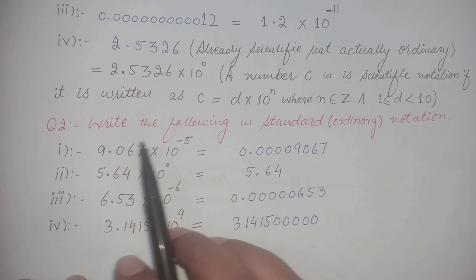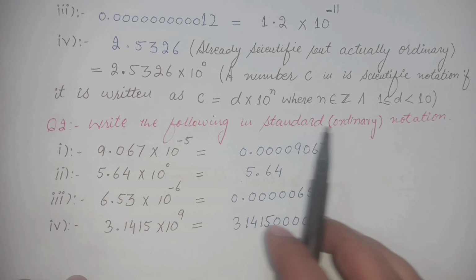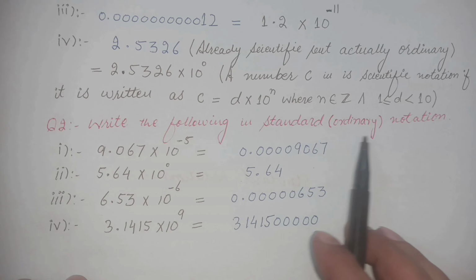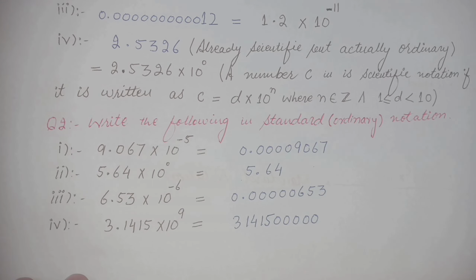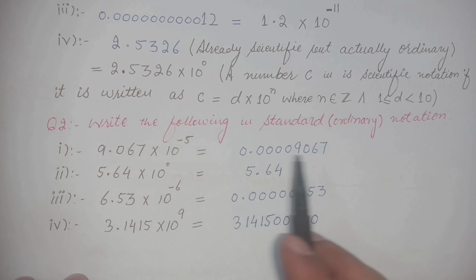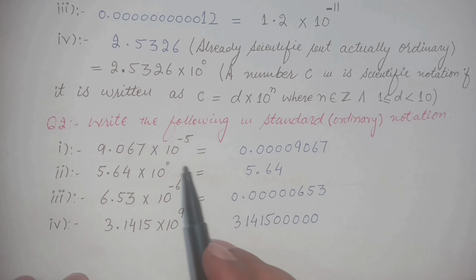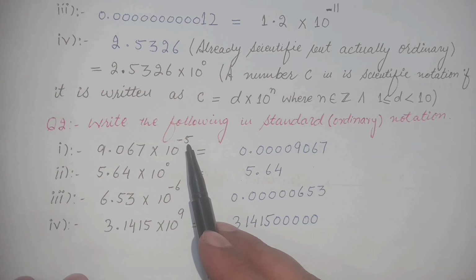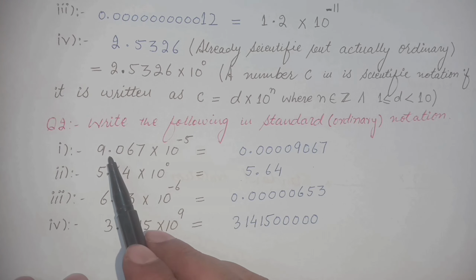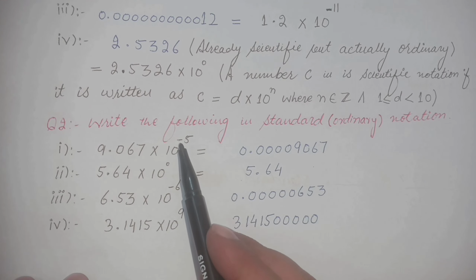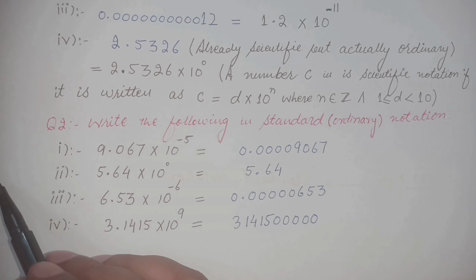Question number 2. Write the following in standard notation or ordinary notation. In this question, we will check how to convert the scientific notation into ordinary notation. You will have to just check the power. If it is positive, then the decimal will move towards right. If it is negative, then the decimal will move towards left.